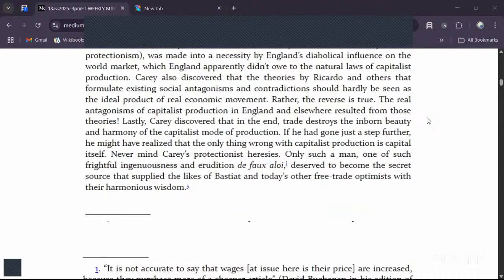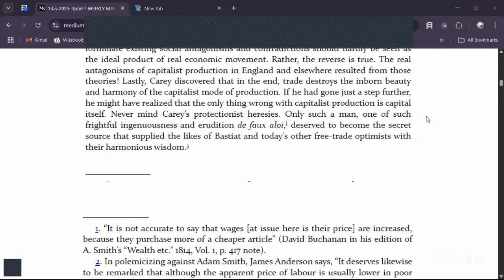Only such a man, one of such frightful ingenuousness and erudition, de foi alloy, deserves to become the secret source that supplied the likes of Bastiat and other free trade optimists with their harmonious wisdom. That's the end of chapter 20.